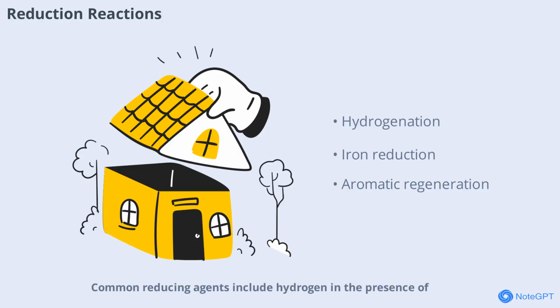Common reducing agents include hydrogen in the presence of a catalyst or metals like iron in acidic conditions. These reactions are useful for removing halogen atoms and regenerating the aromatic ring, especially in synthetic organic chemistry.